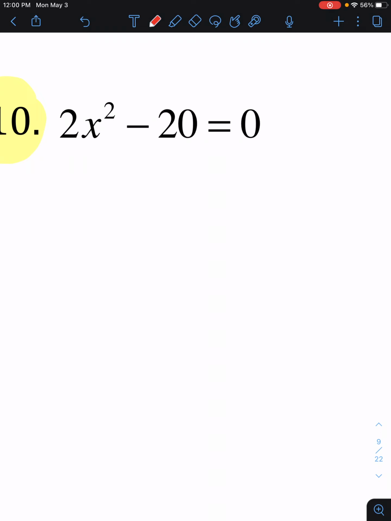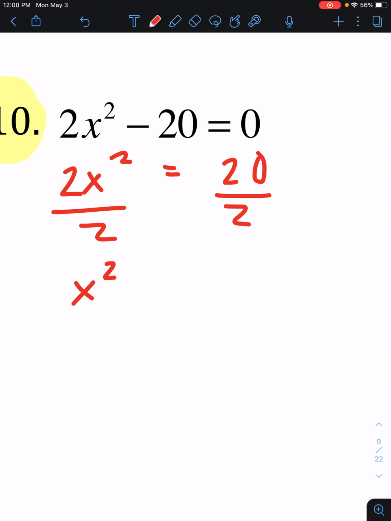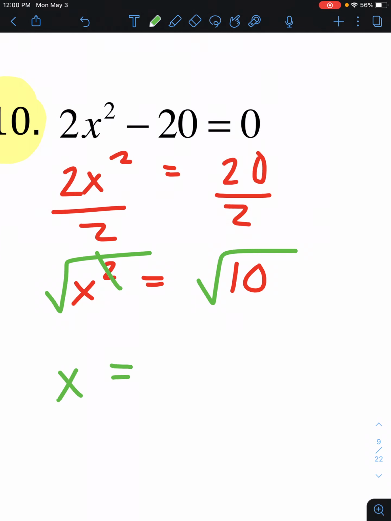So I need to get x squared by itself before I square root. So I'm going to add 20 to both sides. Then I need to divide both sides by 2. Now, x squared is by itself, so now I want to take the square root of both sides to get rid of the exponent. So I'll have x equals, put a plus minus in front, and then the square root of 10.